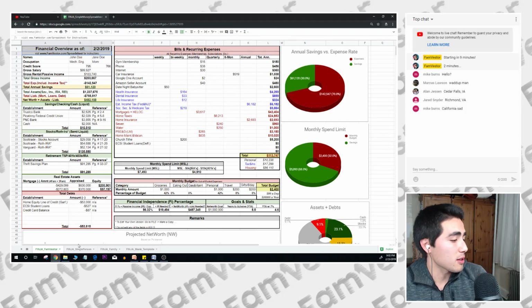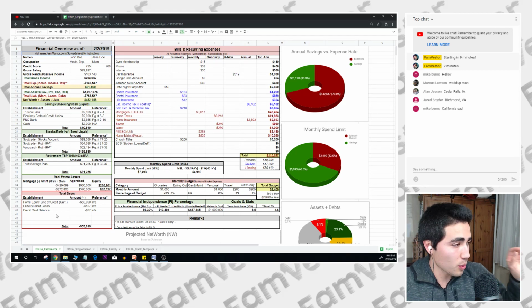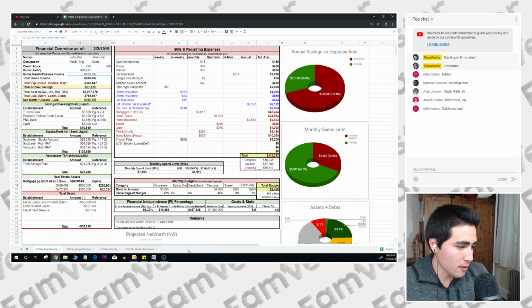So anyway, like I was saying, there are 4 tabs on the bottom. The first one is my personal finances. You can quickly see my net worth, my annual savings rate, my income, my passive income. That's all rental income right there. I have all these charts.